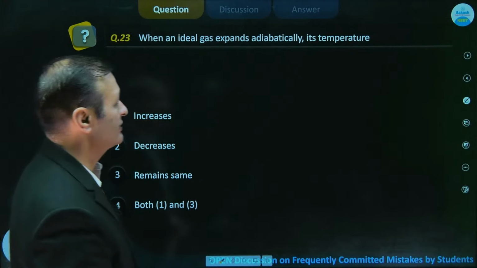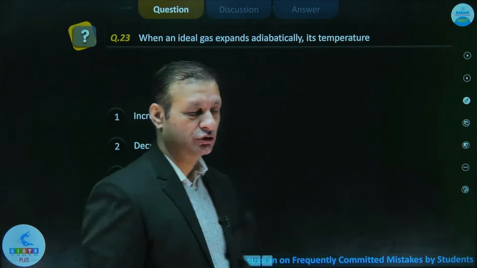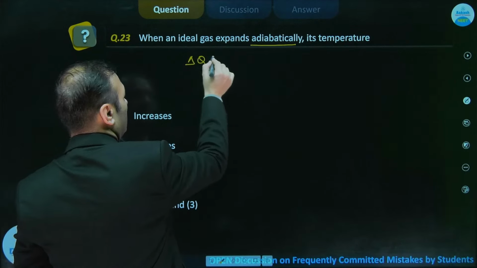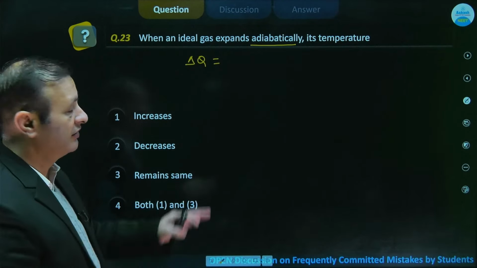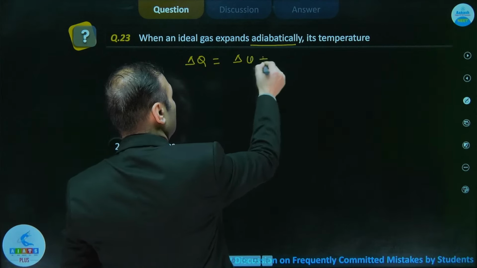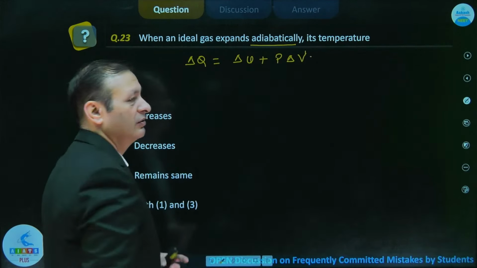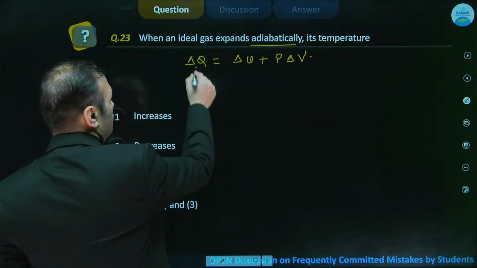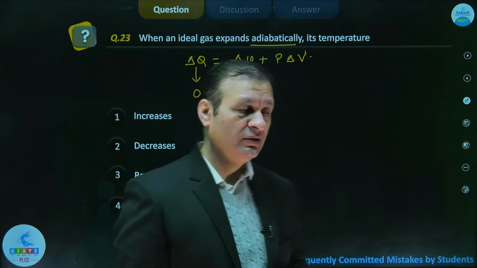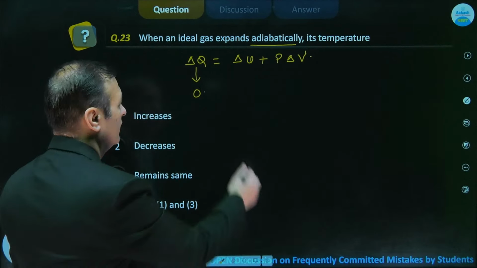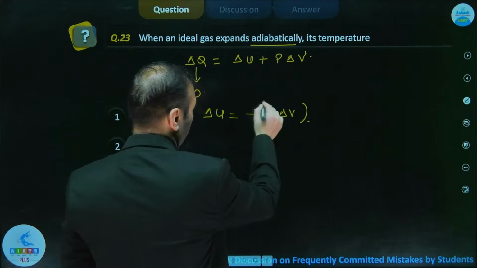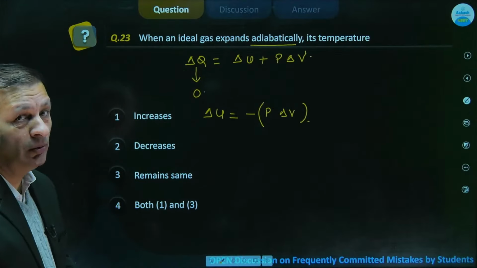When an ideal gas expands adiabatically, its temperature, okay. So the process is adiabatic. First we'll keep the basic energy conservation rule, the first law, which says delta Q is equal to delta U plus P delta V. Because this is an adiabatic process, delta Q is 0. There is no heat exchange between the system and surroundings. So delta U is equal to negative of P delta V.